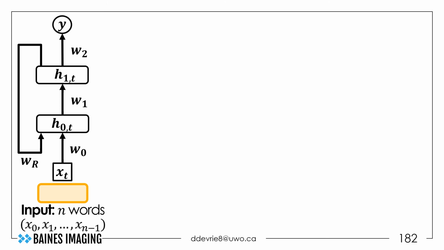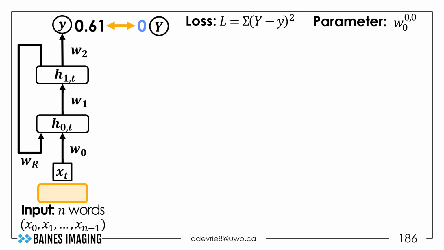And we would have some input that could have n words, so x0 to xn minus 1 for those different time steps. And that would give us some output, 0.61. And we'd compare this to our target, capital Y. In order to train the network and update the weights, we calculate the loss using sum squared errors, let's say. And in particular, for our example, we'd want to update a single parameter, this W0 term.